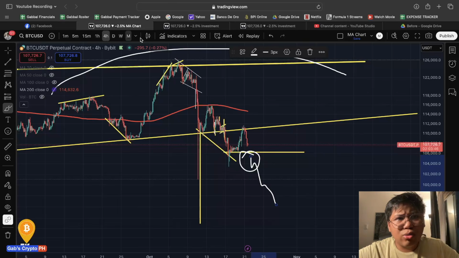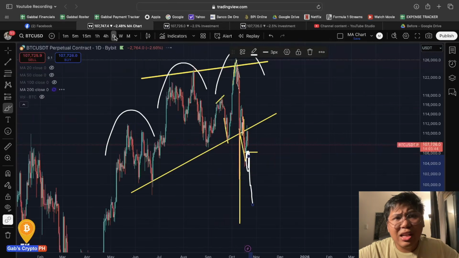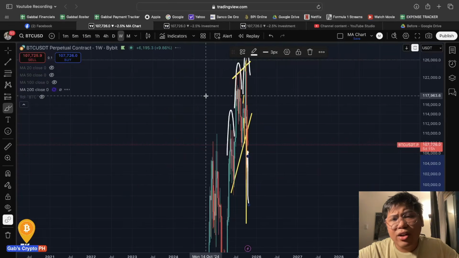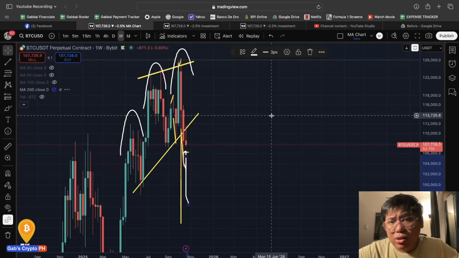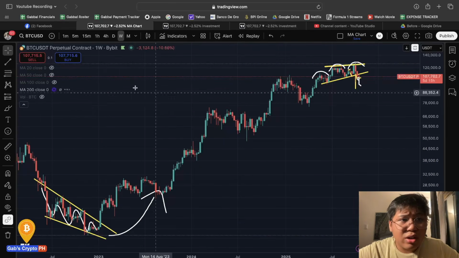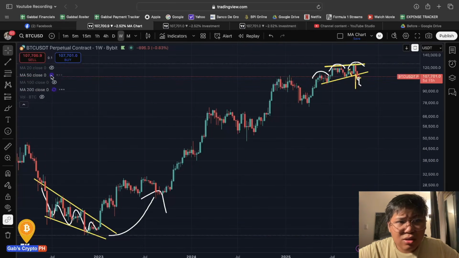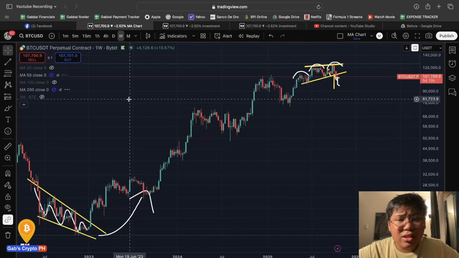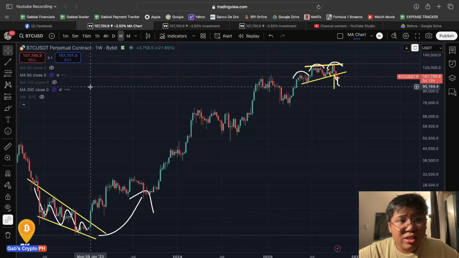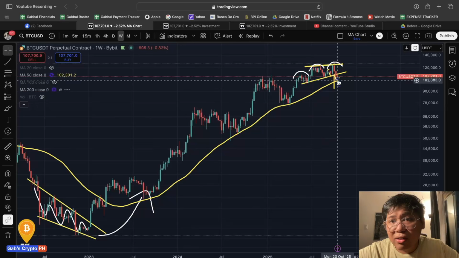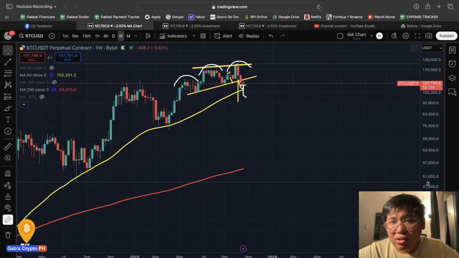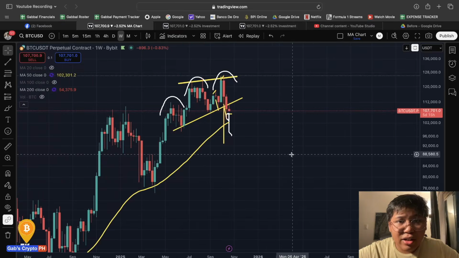And let's quickly take a look at the daily or weekly time frame bull market support band, which is the 50-week moving average, on where it currently is. If you look at the chart, the 50-week moving average is actually ranging now at around the 102,000 US dollars. So let's zoom in on this area further.